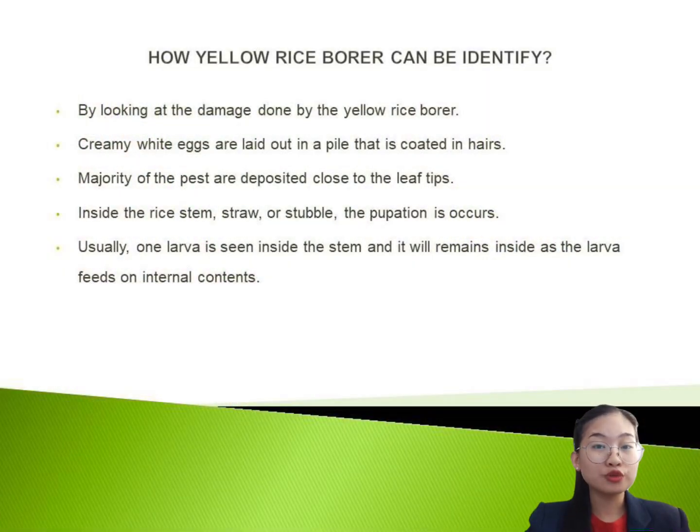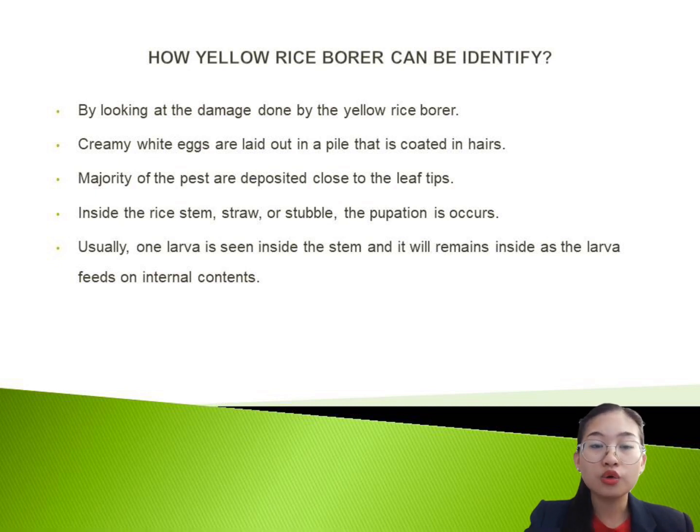Now, let's move to how the yellow rice borer can be identified. They can be identified by looking at the damage done by the pest. The round, flattened, creamy white eggs are laid out in a pile that is coated in hairs of a buff hue. The majority of them are deposited close to the leaf tips. The egg stage spans about 5 to 8 days.